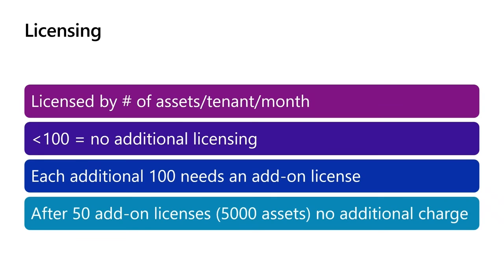The number of add-on licenses that you have to buy is capped at 50. So what that means is if you have 5,000 assets, you can keep having more assets. You just don't have to keep buying licenses after you hit 50. So 50 is the max number of licenses, but it's not the max number of assets. You can still have over 5,000 assets.